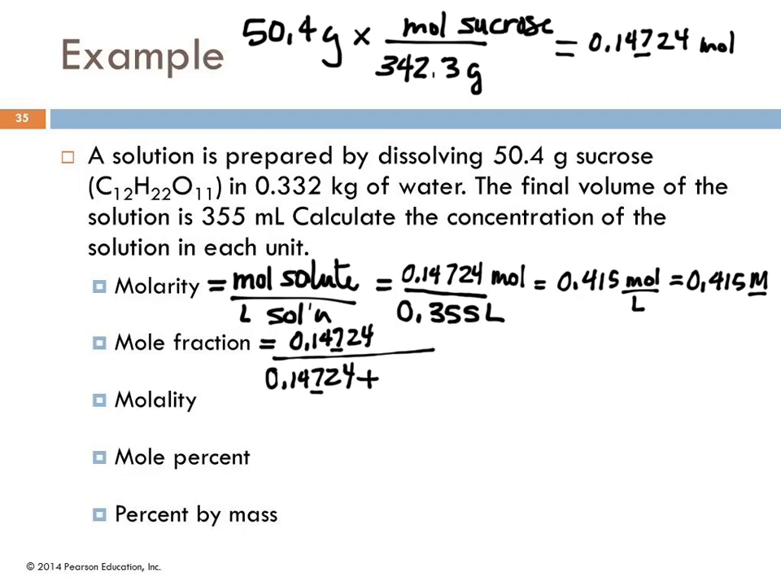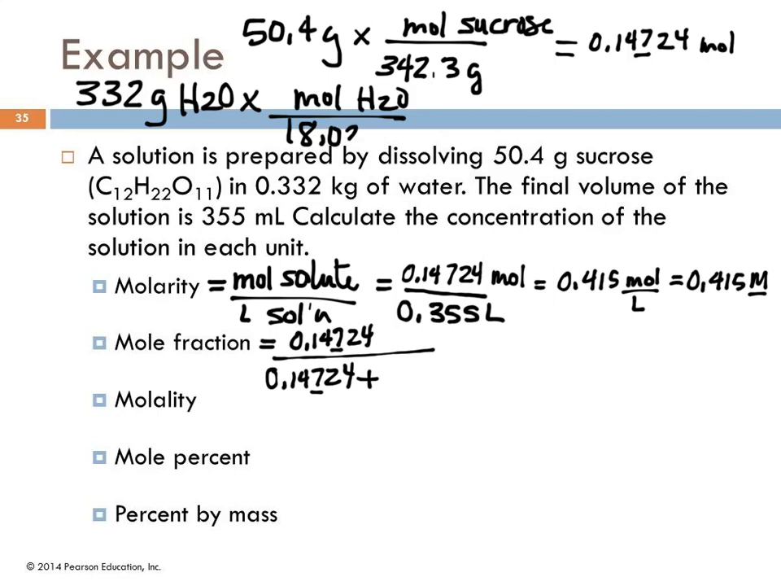So kilograms of water, 0.332 kilograms is 332 grams of water. So I'm going to use the molar mass of water to convert to moles here, and that's 18.02 grams per mole. So 332 divided by 18.02, 18.424.